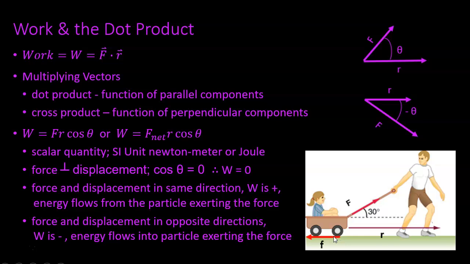Notice that the ground is exerting a friction force that is parallel to the displacement vector, but in the exact opposite direction. In this case, work is negative, and that means that the energy flows into the particle exerting the force and out of the particle that's feeling the friction force. So in this case, the friction force is causing energy to flow out of the wagon and into the ground. And of course, it would be going into the ground and the atmosphere in the dissipated storage mechanism.